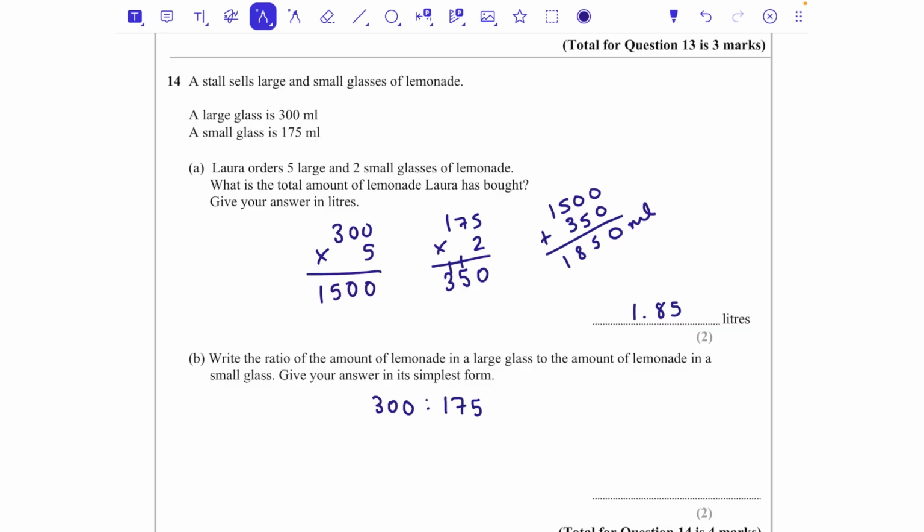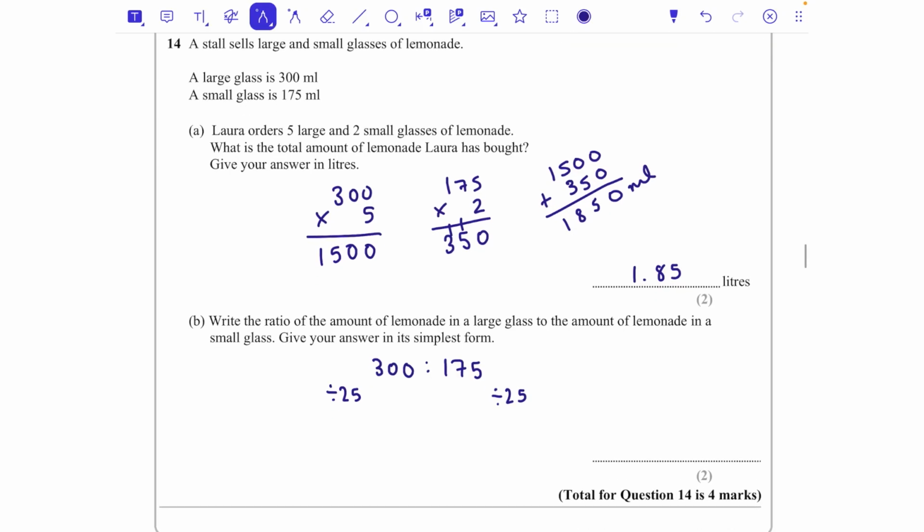But I also can see that they're both in the 25 times table, because one of them ends in 00 and the other one ends in 75. So we're going to divide both of them by 25. You can divide by 5 and divide by 5 again. That's absolutely fine. I'm just choosing to divide by 25 because it's a little bit quicker.